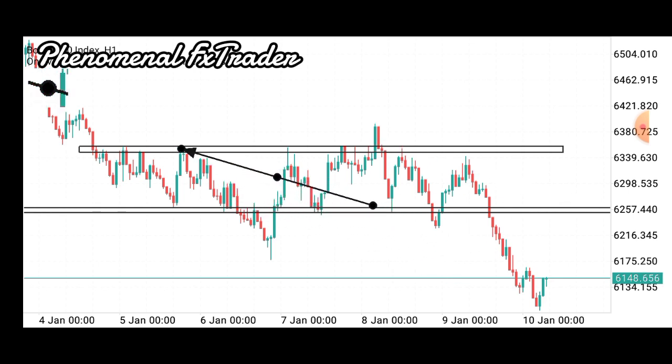You can see the market has been creating lower highs and lower lows. Then the market broke out of it. Then it even sold below this low, then came back and continued buying up to this zone again.